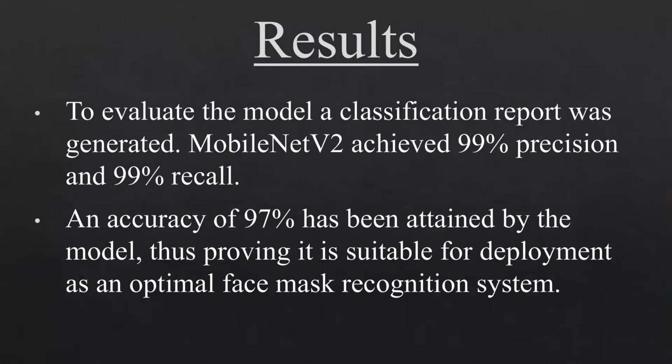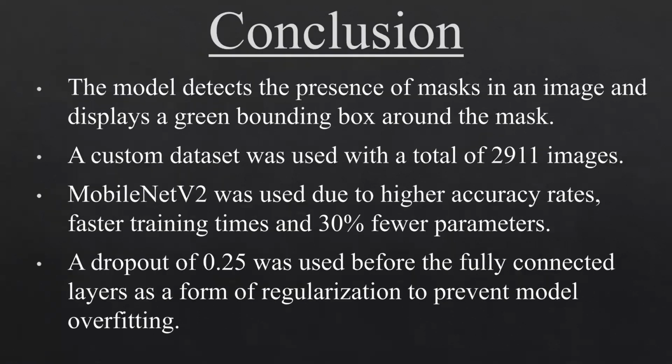Now Jay will take over with the results. Yeah, so the results of this research paper. The first thing we did was to evaluate the model, and a classification report was generated based on the model. MobileNet version 2 achieved 99% precision and 99% recall. And additionally, an accuracy of 97% has been attained by the model, thus proving that it is suitable for deployment as an optimal face mask recognition system. So these are the results of the research paper and of the model.